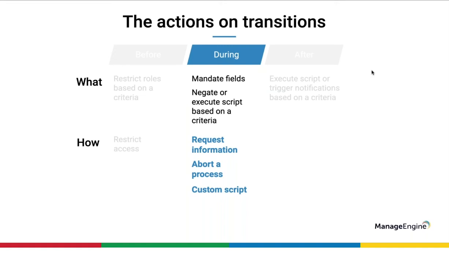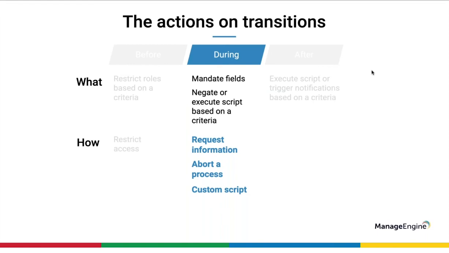So now I can do a conditional check. I can check whether the user is a VIP user. If he is a VIP user, I can negate the operation of moving the request from open to on hold. That is process, I would say operation abort. All right. So I can even throw a message stating that the requester is a VIP user. You are not allowed to place the request on hold.